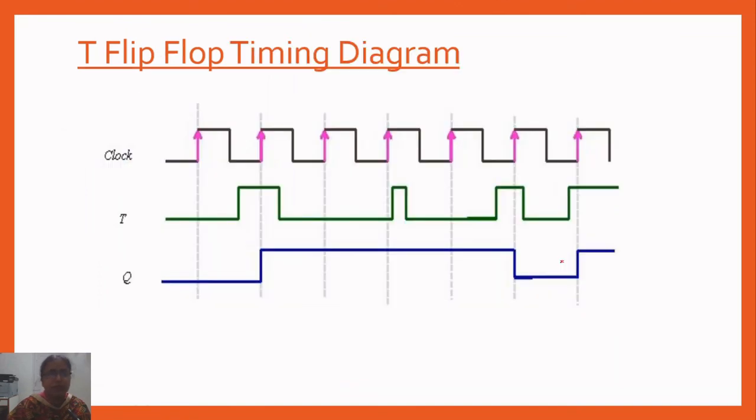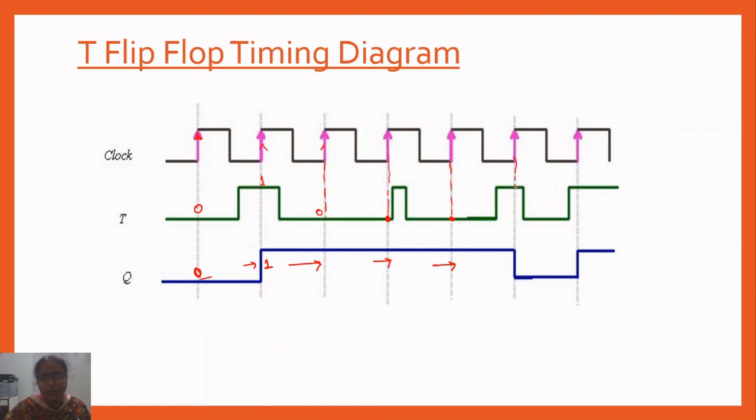Clear? So the behavior of the T flip-flop can be made from the timing diagram. This is a clock pulse, a positive edge triggered flip-flop is there. T is 0, Q is 0 because no change is there. At this instant T is 1, toggling will take place, so it has changed from 0 to 1. Now at this instant T is 0, no change will take place, so 1 is continuing. Again at this instant 0 is there, so no change, 1 is there. At this instant 0 is there, no change, 1 will continue.